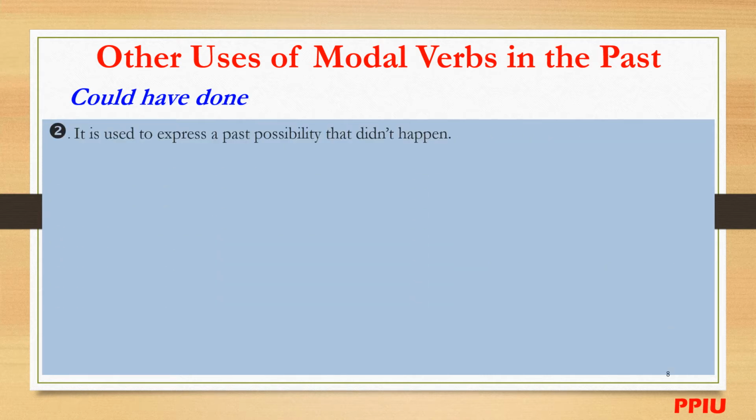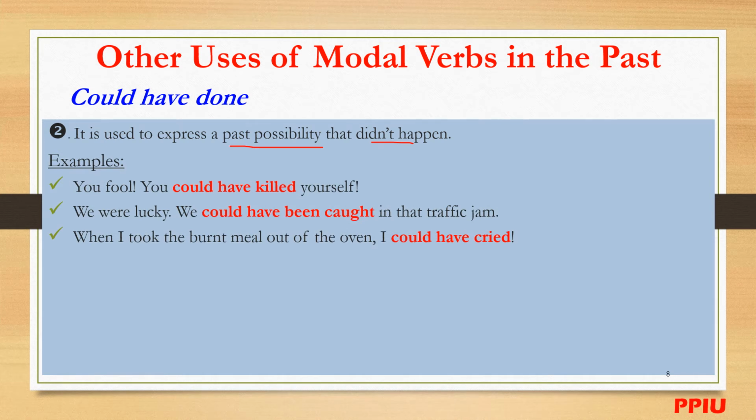We use it to express a past possibility that didn't happen. So the first one, we use it to talk about possibility in here. We use it to talk about past ability that didn't happen. But still, it didn't happen. Example, "You fell, you could have killed yourself." All right? But the reality, what? That guy did not, right? Did not.